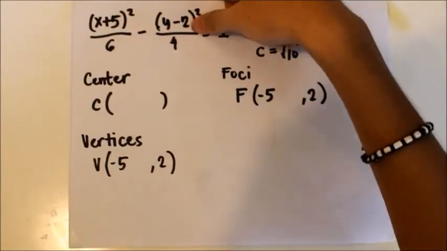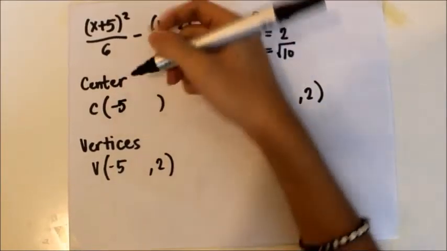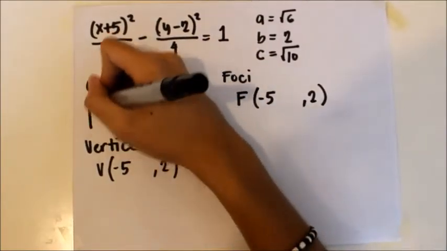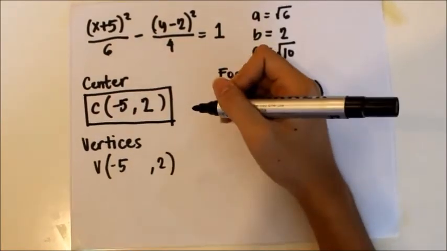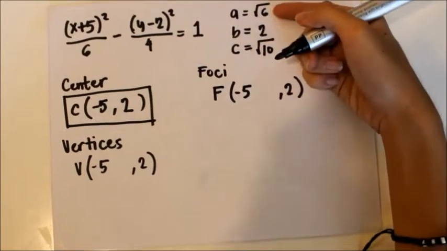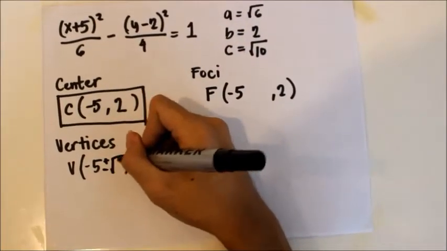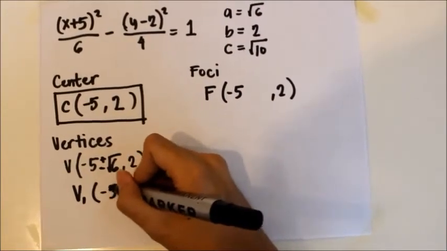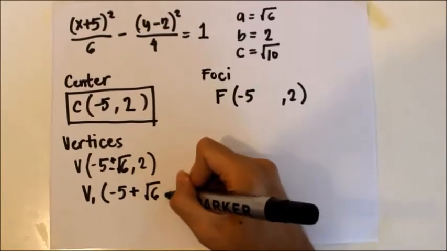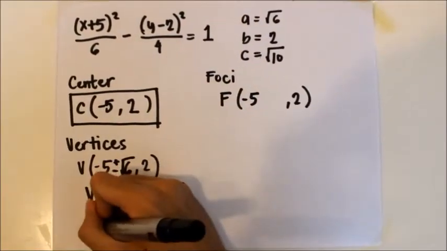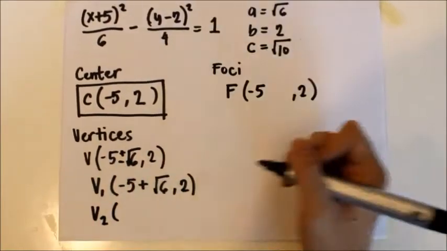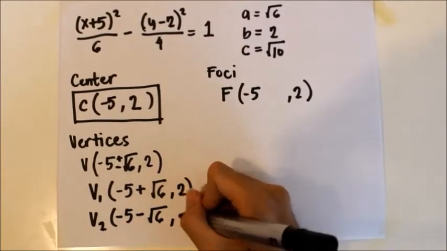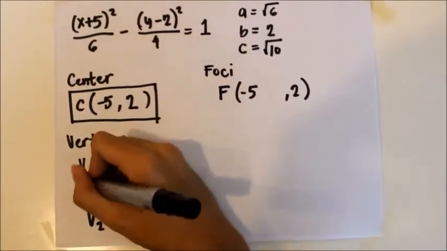To get the center, we have to get the values of h and k. The value of h is -5, and the value of k is 2. So there goes the coordinates of our center. To get the values of our vertices, we have to add and subtract the value of a from the x-coordinate of our center, which is plus minus square root of 6. So the first vertex is (-5 plus square root of 6, 2). And the second vertex is (-5 minus square root of 6, 2). So there goes the values of our vertices.